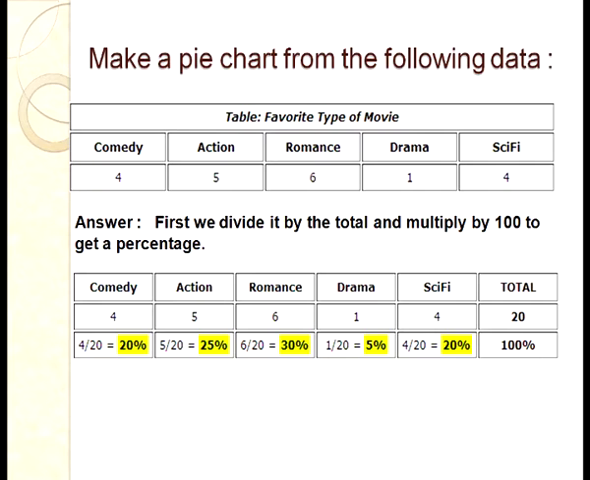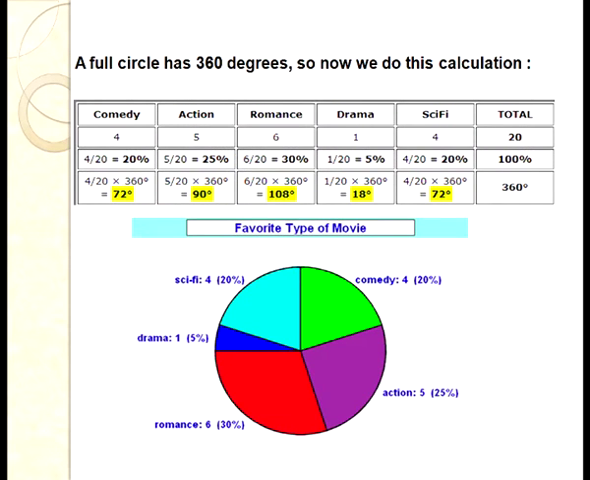Once we have done the first step, I can now find the degrees. Whatever percentage we have just computed, we multiply by 360 degrees. So for comedy, 20% into 360 degrees gives us 72 degrees. Then 25% into 360 degrees gives you 90 degrees. Then 30% into 360 degrees, we get 108 degrees. Next, 5% into 360 degrees gives 18 degrees, and in the last, 20% of 360 degrees gives you 72 degrees.